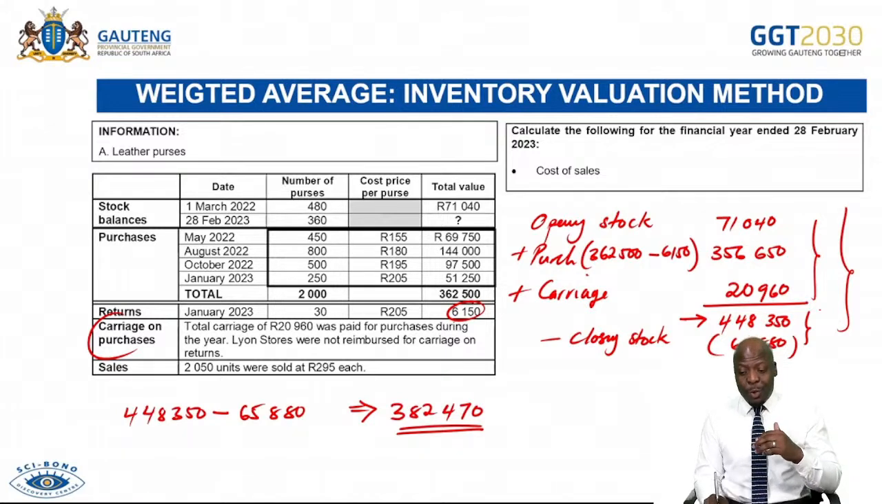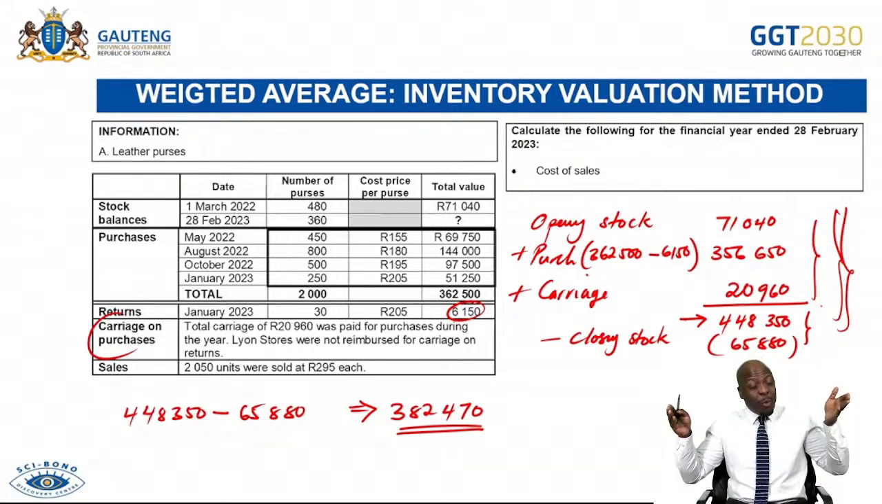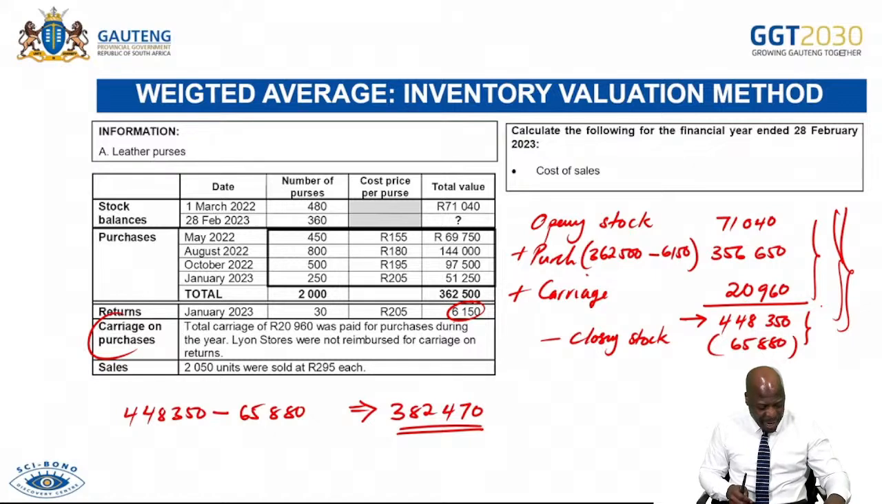So you don't have to do this entire long calculation, especially if you're using the weighted average method to calculate the value of closing stock. Why? Because you would have calculated along the way. Along the way, you'd have done that. So I wanted to show you the longer way so that you understand why we're shortening it. Okay, can I move on? Let's certainly do that.